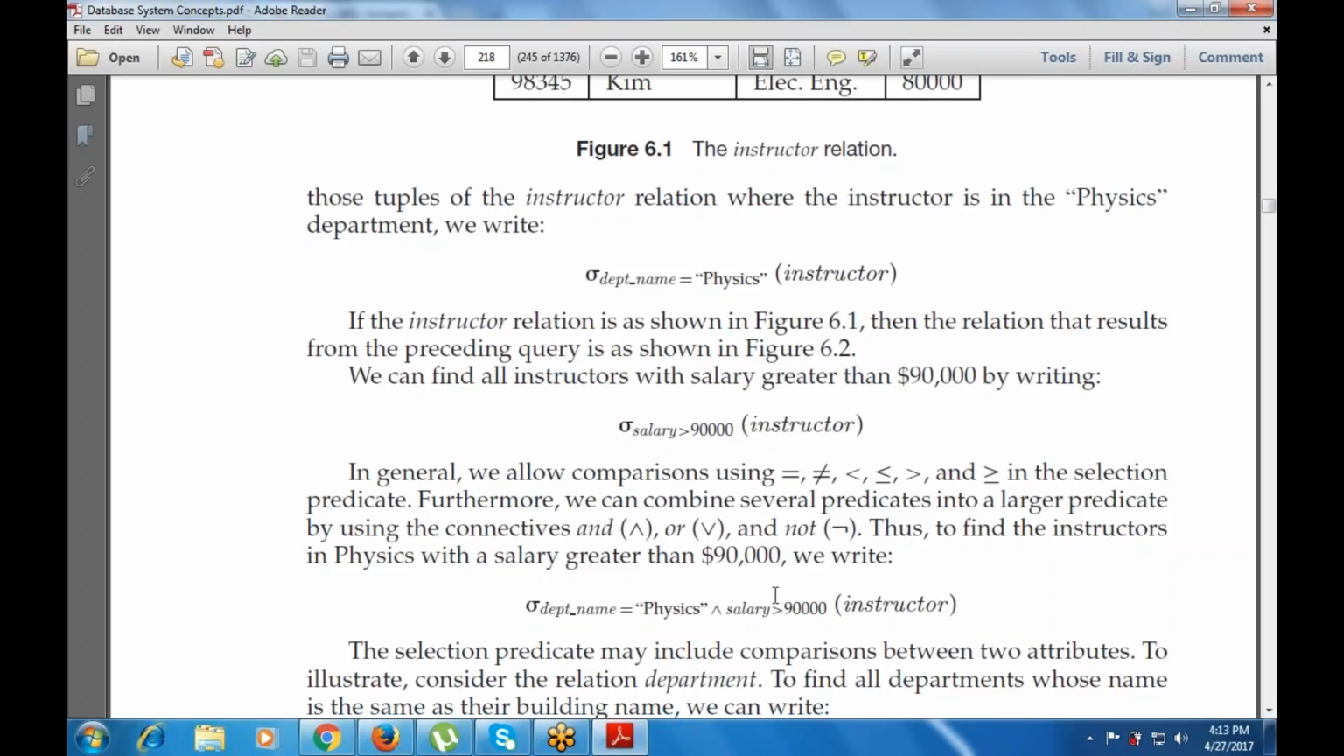So sigma, department name equals physics and salary is greater than 90,000. So we are taking both of these. One is the department name, that is physics. One is the salary, that is greater than 90,000, from the instructor.